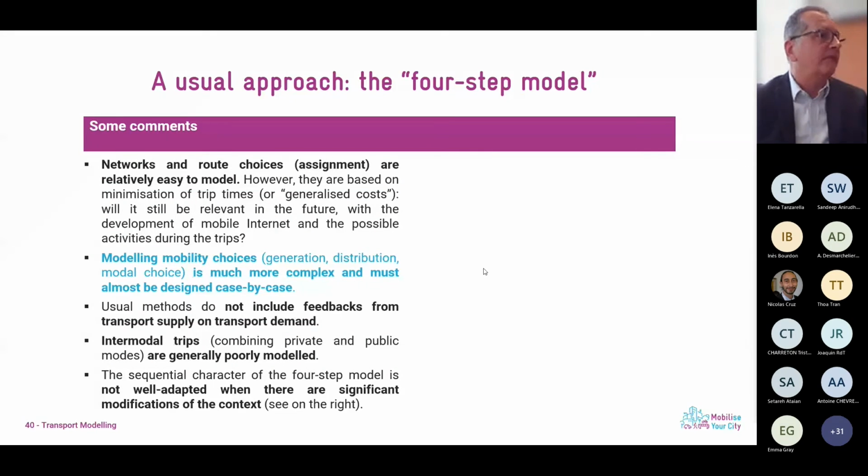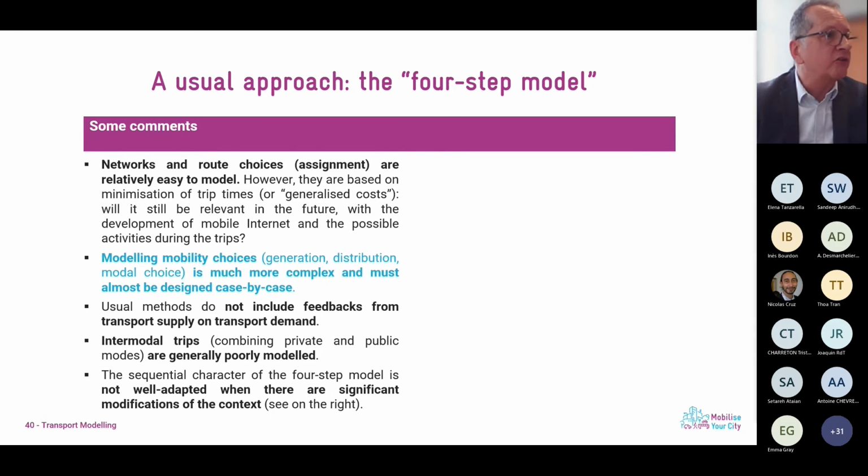Some comments, on networks and route choices. The assignment step is relatively easy to model. This is what the software does best. Even if we could question the way it represents the choice of the routes, of the itineraries, generally by minimization of trip times or trip costs, or a combination of time and costs through generalized costs. But maybe the way we choose our routes in the future will change, all the more as activities are developing along the way with mobile internet and so on.